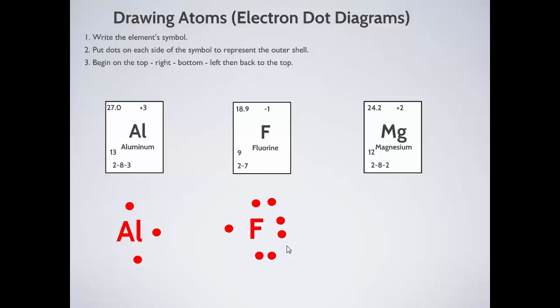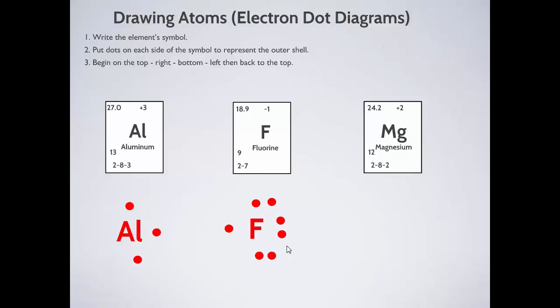7 is not full, because if you go 1 more, then it will be. 8 would be full, right? Yes. So 1 more electron here fills up this outer shell. So you could start to think about, all right, well then, what kind of things would fluorine form a compound with?